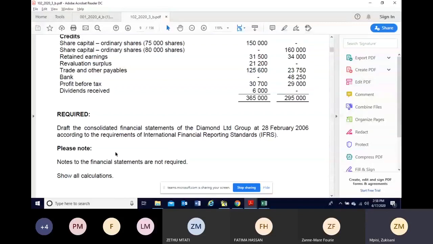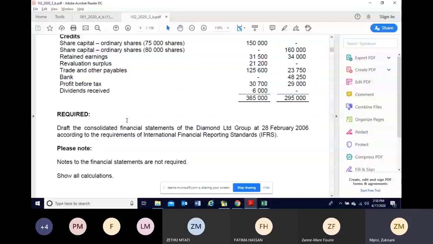Please note, notes to the financial statements are not required and show no calculations. So that is what we are required to do here: not the notes to the financial statements. They do not tell us what to do. They just say draft the consolidated financial statements.